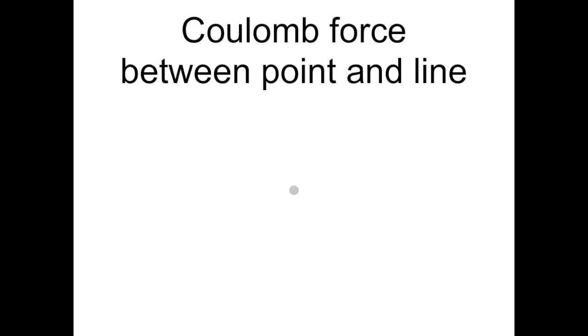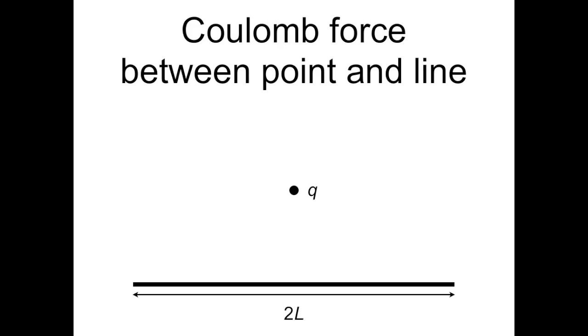So suppose we have a point charge with charge Q. Q could be positive, negative, or 0 if the point charge is neutral. And let's say we have a line of length 2L. Let's rewrite the length as L plus L, since in this problem we'll assume that the point charge Q lies along the midline of the line.